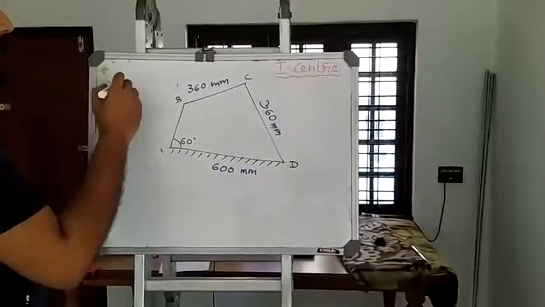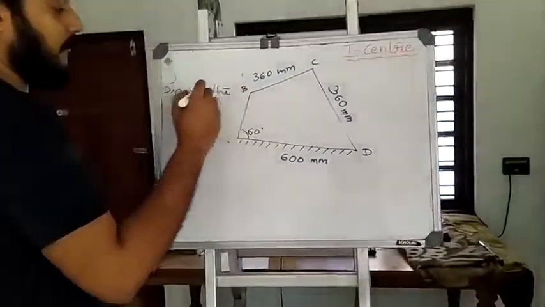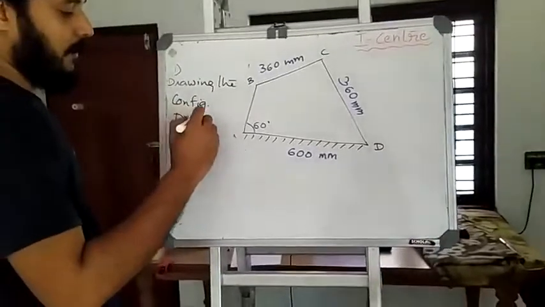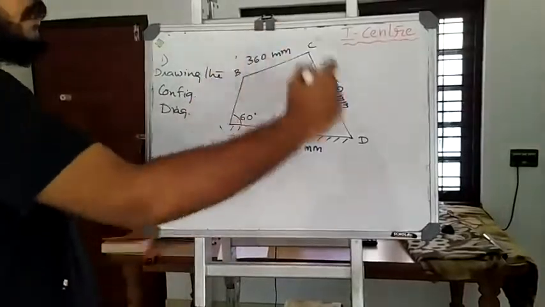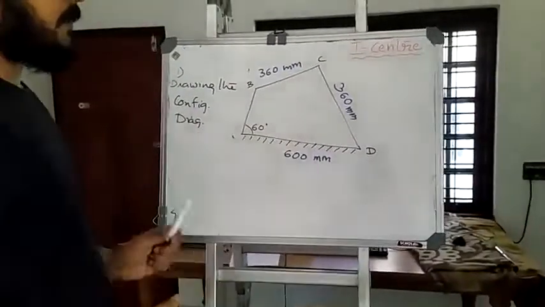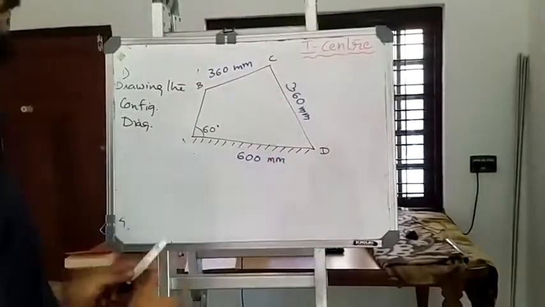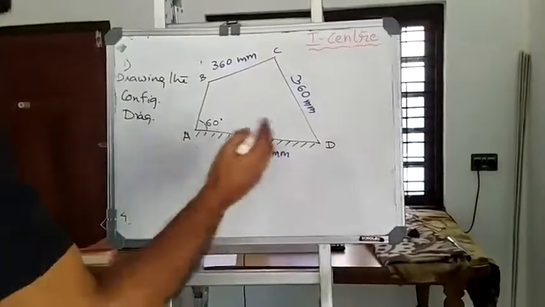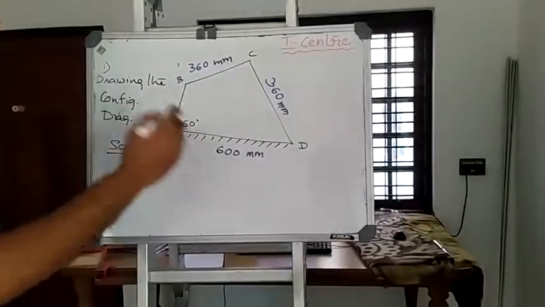First step, drawing the configuration diagram. For that, we have to use a convenient scale. For scaling the lengths of all the links, look at the largest length in the given kinematic chain. The length of link AD is given as 600 mm. This is the largest length. So, let us scale our configuration diagram.